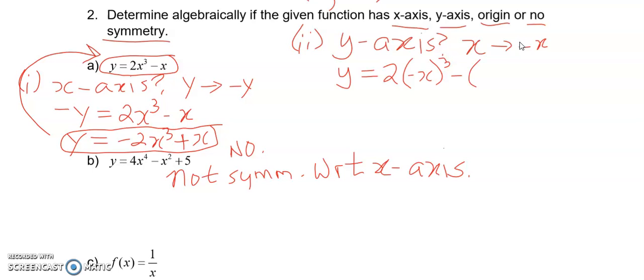minus, and then replace the other x with a negative x. And now just simplify this as much as you can. So what happens is, of course, negative x to the power of 3. Well, a negative number raised to the power of 3 will also be negative. So that becomes negative x cubed multiplied by 2. So right away that first term becomes negative 2x cubed. And then in the second term you have a subtract minus x. Well, that becomes plus x.